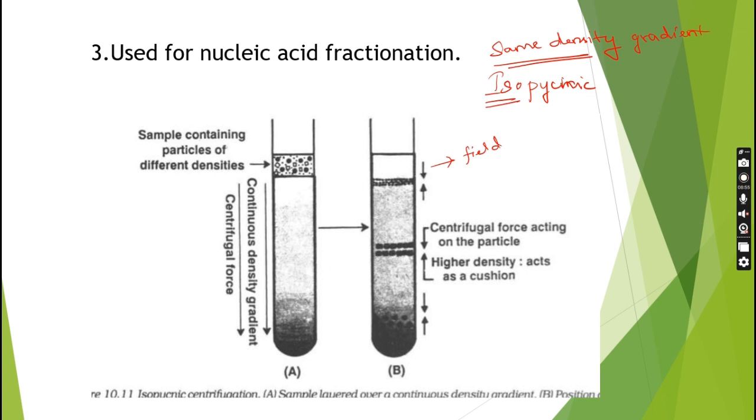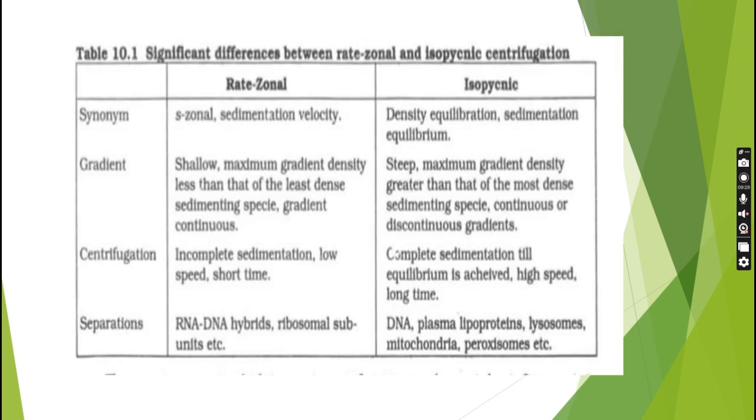But in the case of rate zonal, discrete zones form after it separates into a lighter density component and a higher density component. From the middle, it gets separated off as discrete zones. So here two forces are applied. One is centrifugal force, which makes it separate, and the other is the higher density, the buoyant density, which provides a cushion for the component which is separated off. So these are the main differences between rate zonal and isopycnic centrifugation.